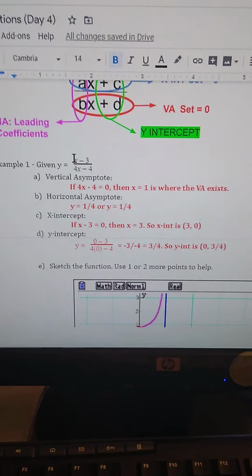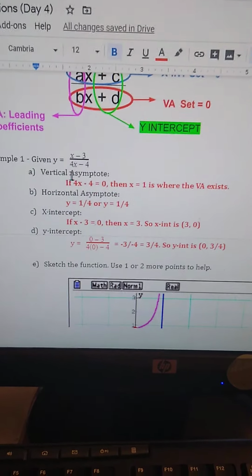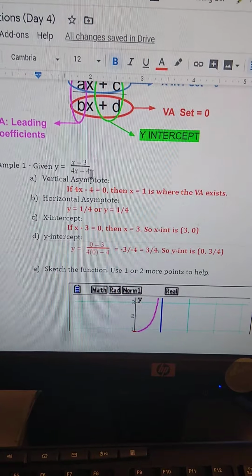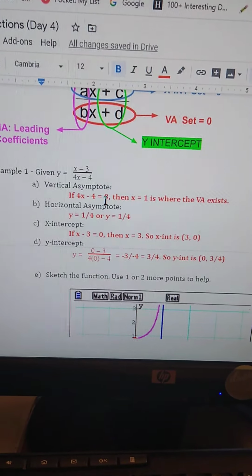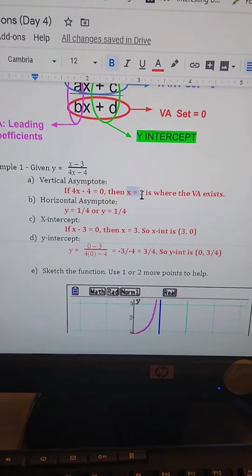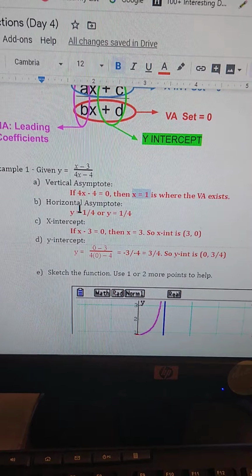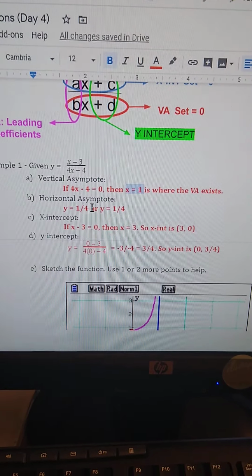So one quick example, y equals x minus 3 over 4x minus 4. So the vertical asymptote, I look to the denominator. When I set the denominator equal to 0 and solve, I would add 4, divide by 4. 4 divided by 4 means x equals 1 is the vertical asymptote. Horizontal asymptote, leading coefficients, 1 over 4. So y equals 1/4.